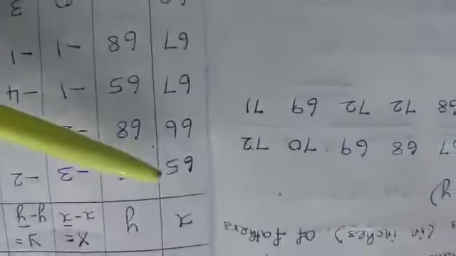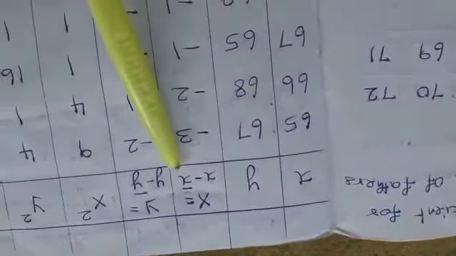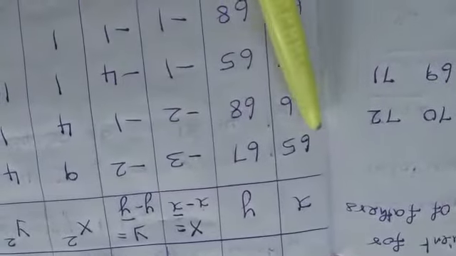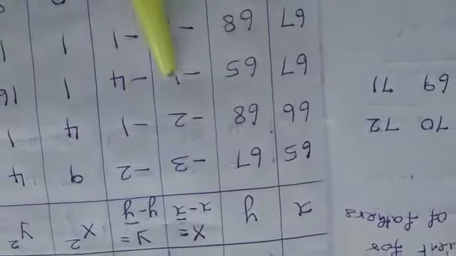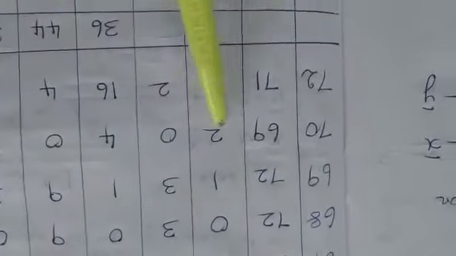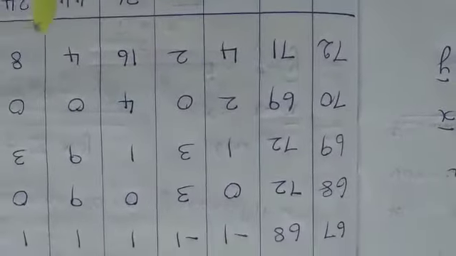So x bar is equal to 68. Similarly, the addition of all the values of y divided by 8, that is the value of y bar. So y bar is equal to 69. So now x bar is 68. 65 minus 68 is minus 3, 66 minus 68 is minus 2, 67 minus 68 is minus 1, 67 minus 68 is minus 1, 68 minus 68 is 0, 69 minus 68 is 1, 70 minus 68 is 2, 72 minus 68 is 4.